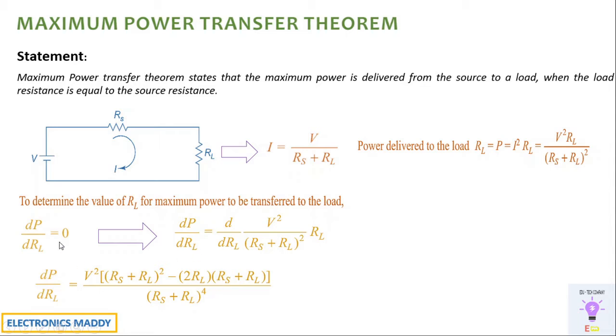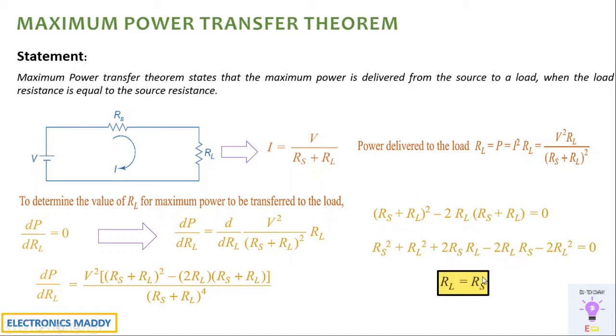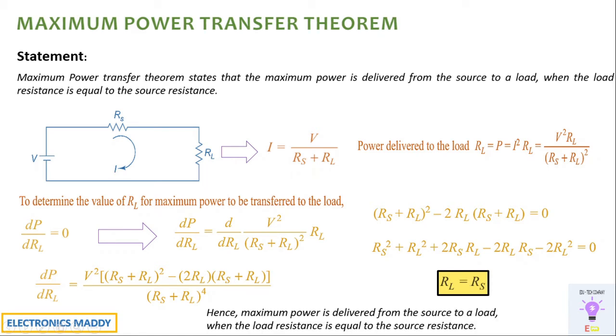Now I'll equate it to 0 because of this condition. The denominator term vanishes, you'll be left with the numerator term, and V square also vanishes because it is equated to 0. You'll only have this particular term. Simplifying this quadratic equation, you will arrive at RL equal to RS. So this clearly states that maximum power is delivered from the source to the load when the load resistance is equal to the source resistance.